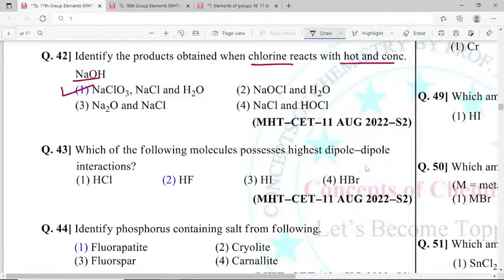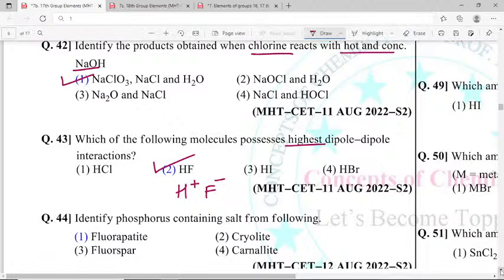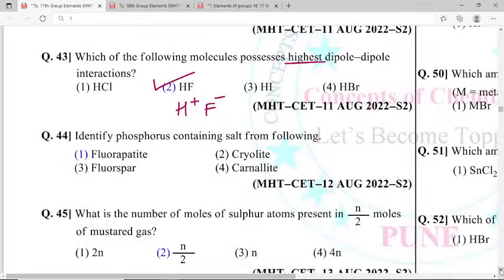Which of the following molecules possesses the highest dipole-dipole interaction? So HF is your answer. Highest dipole-dipole interaction. So this is H plus F minus. Hydrogen bonding, highest polarity. HF is highly polar. HF, hydrogen bonding. Highest dipole-dipole interaction due to the electronegativity difference between H and F.